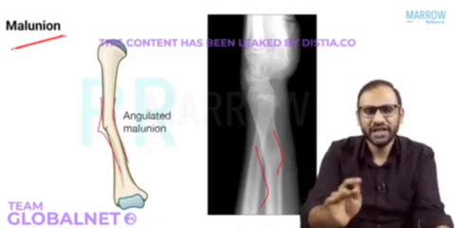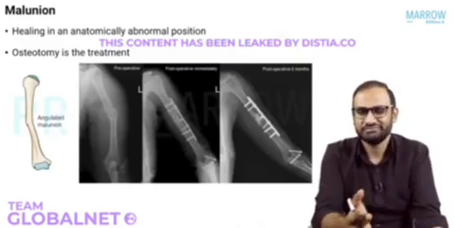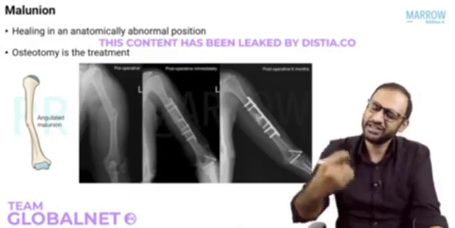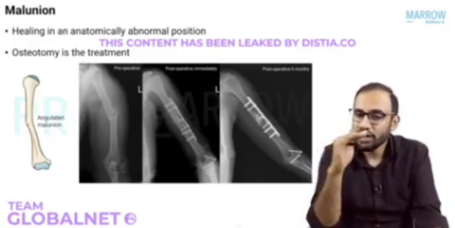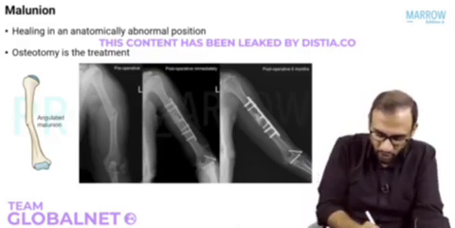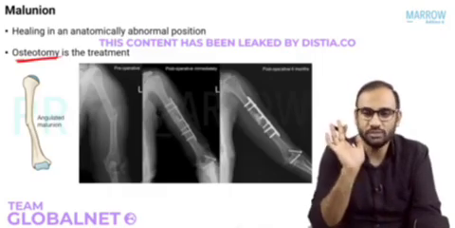Now, normally, if there is no functional problem, we usually do not interfere. If it's a cosmetic problem, we usually do not interfere unless the patient wants it. But if there is a functional problem, then we would go and cut the bone, realign it and fix it. So cutting the bone is osteotomy. Okay, that's all there is to malunions.